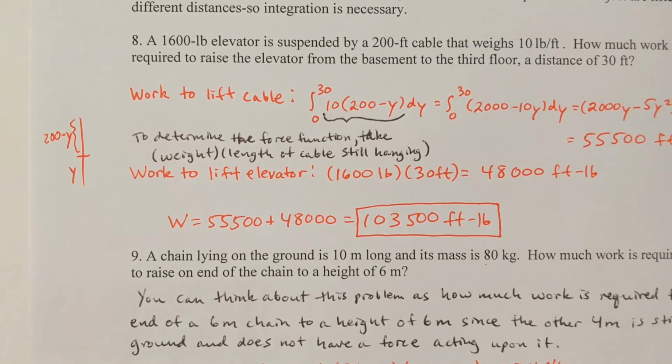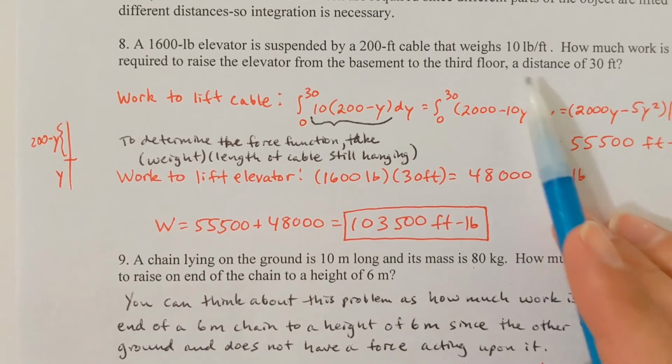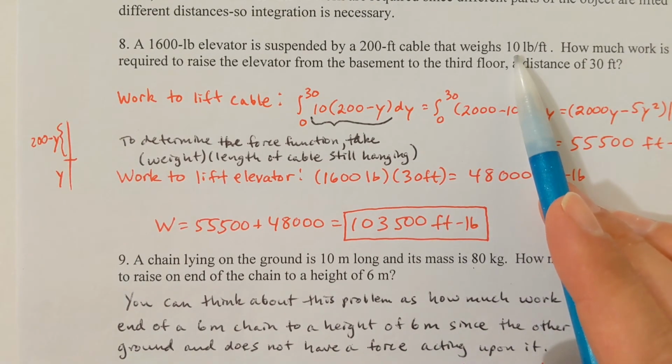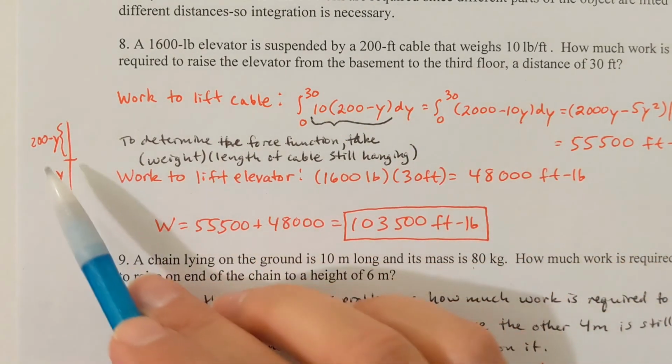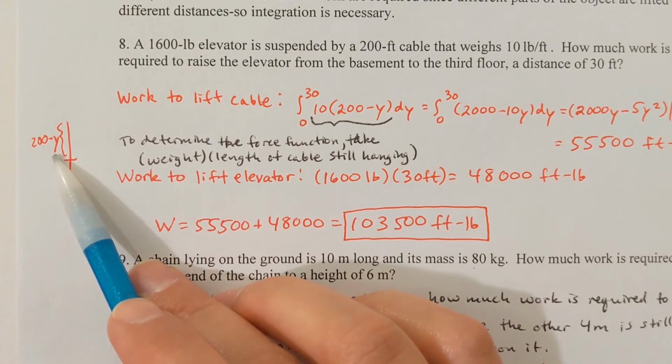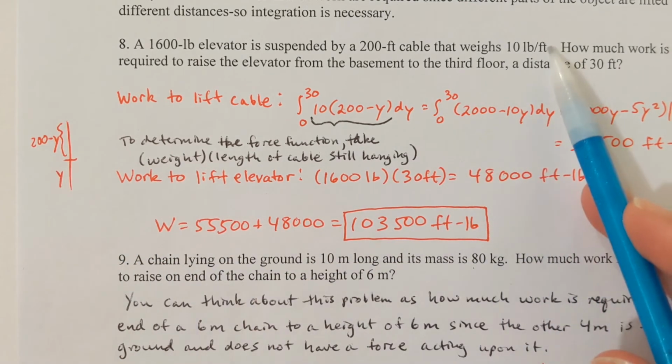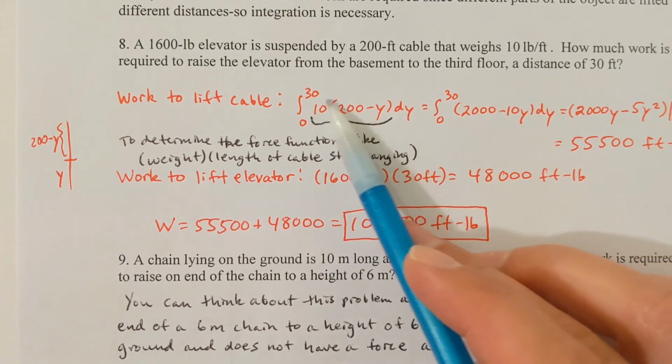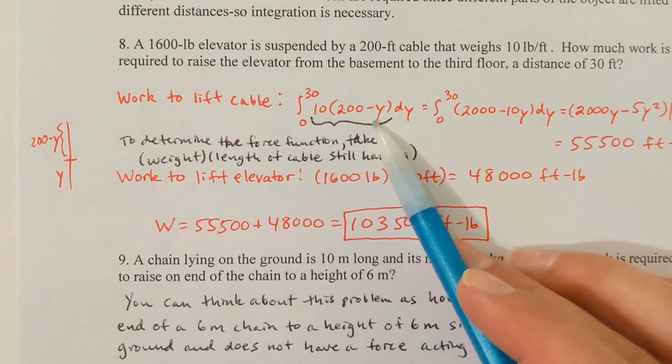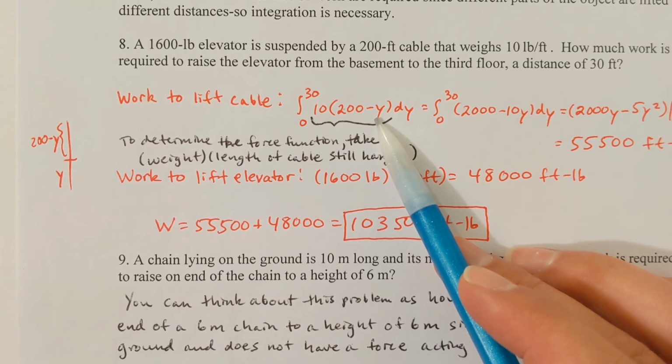Okay, now you have 10 pounds per foot times the length of the cable that's still hanging there, which is 200 minus y feet. Okay, feet are going to cancel there, leaving me with an expression involving pounds inside the integral. A pound is the U.S. customary unit for force.